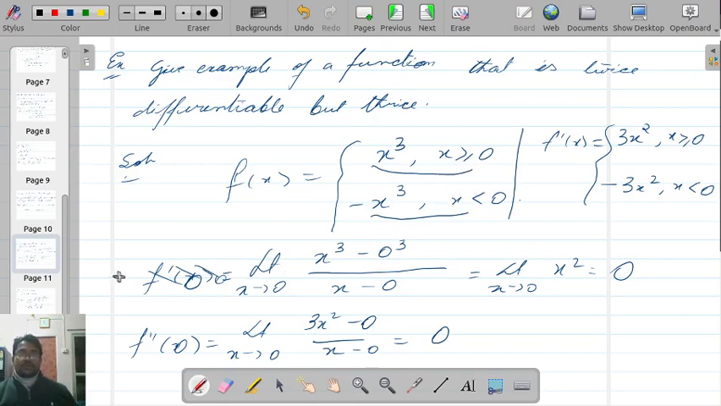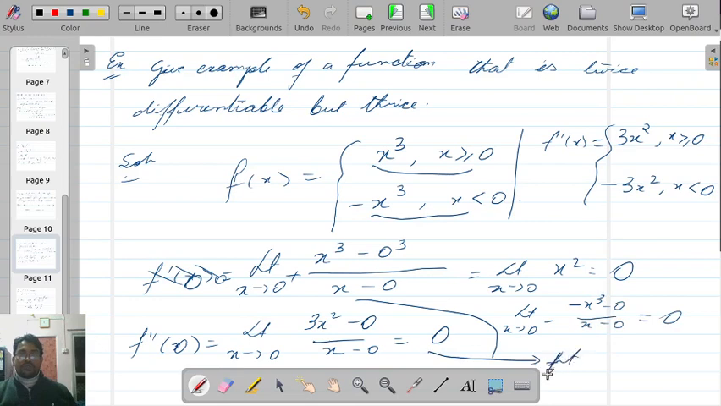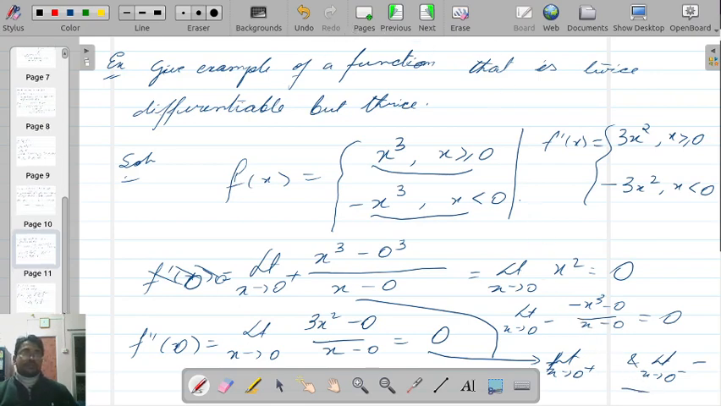So I need limit x tends to 0 plus of f(x) minus f(0) by x minus 0, so that is 0. And also I need to evaluate limit x tends to 0 minus. 0 minus will be minus x cube minus 0 divided by x minus 0. So in that case also it is 0. So here also we need to evaluate limit x tends to 0 plus and limit x tends to 0 minus. Okay, so please correct that. We have to evaluate both of these two because the definitions are different, right?